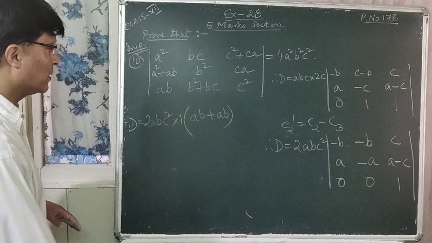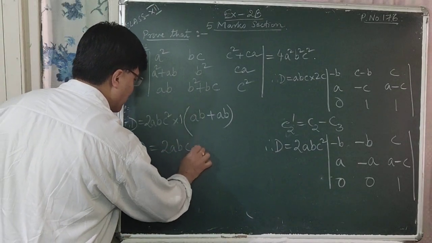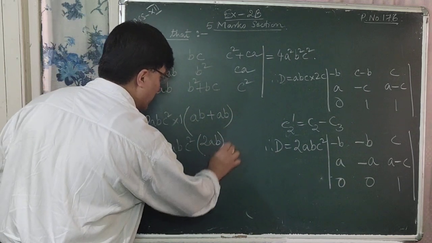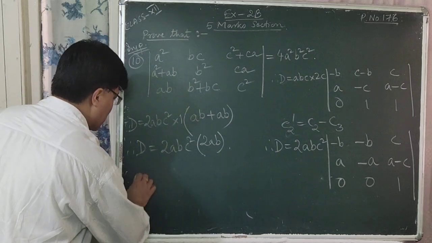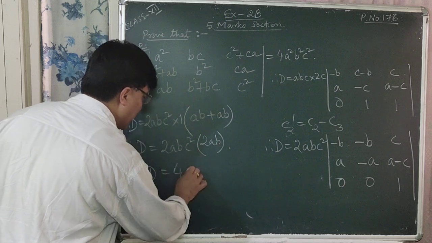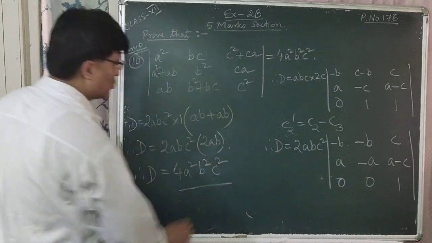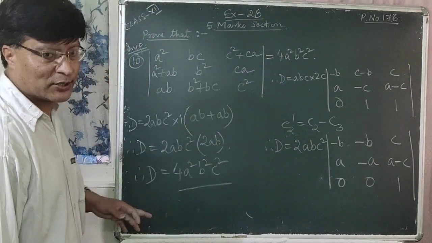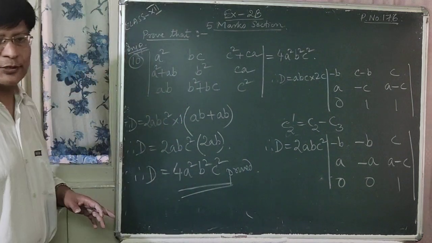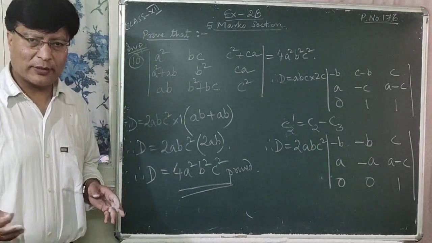Is that clear now? So therefore D is equal to 2ABC square into, what is AB plus AB? That is 2AB. So therefore D is equal to, now multiply them, 2 to the 4, A into A square, B into B square, then write down C square, which is equal to right hand side. So it is proved. I think you have understood this one. So you can copy it. We'll do the next question now.